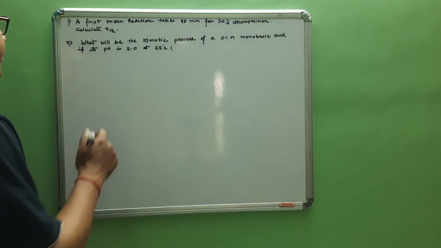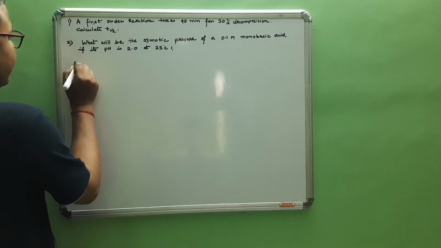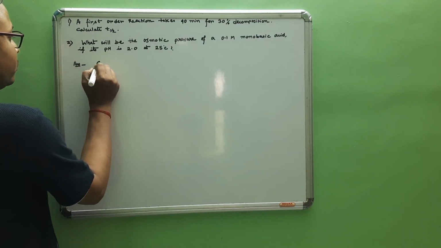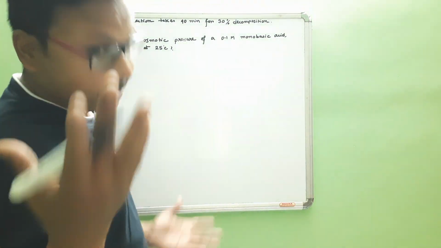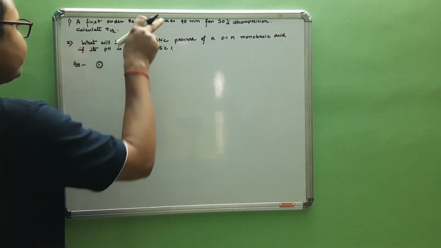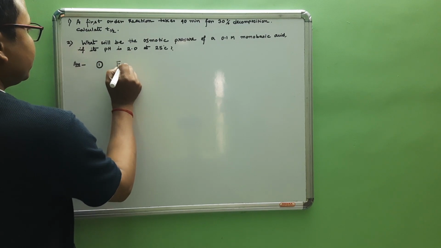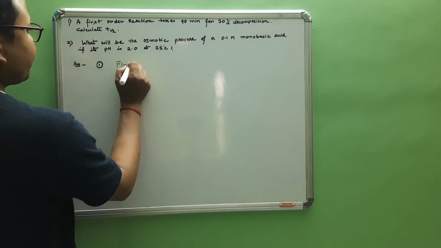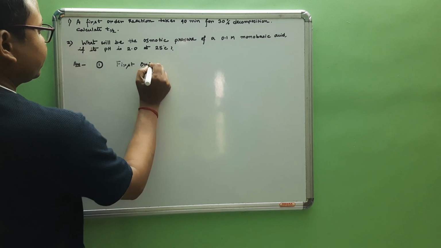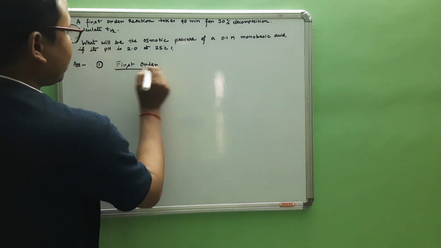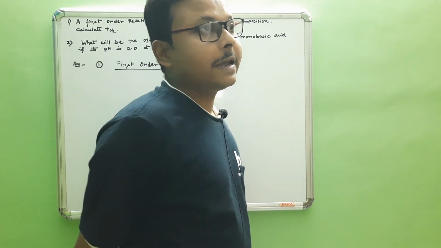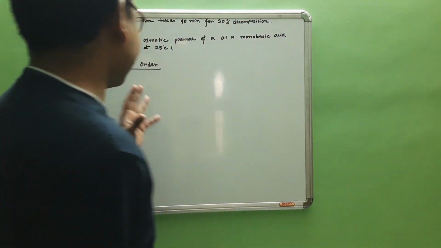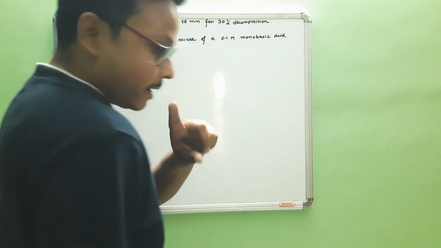A first order reaction. So first of all, we are going to discuss the first numerical problem on chemical kinetics. So the reaction is first order. So for first order reaction, what is the rate law for the first order reaction? What is the integrated rate law of the first order reaction? Mind it, integrated rate law.